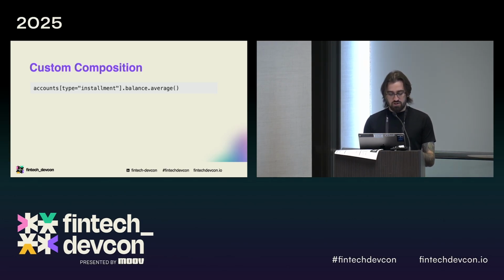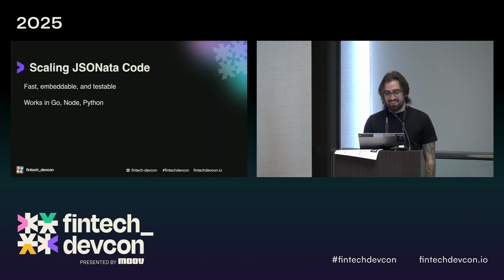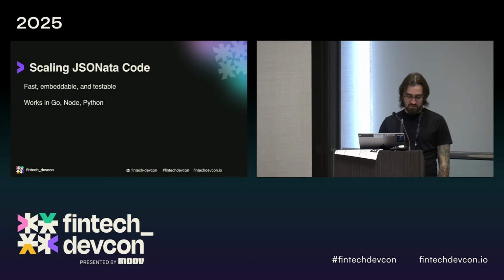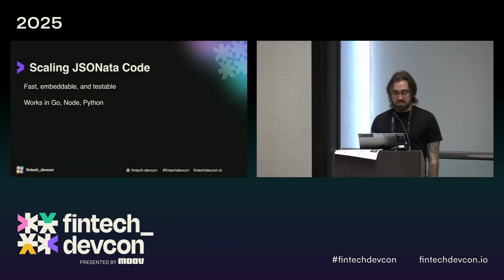Yeah, so that's that. We'll go to scaling JSONata. It's generally fast. We use it in batch jobs. We use it on our APIs, and you can test it. It's embeddable, and it's deterministic. So scaling is generally fairly simple. It's just done for you because of how easy it is.